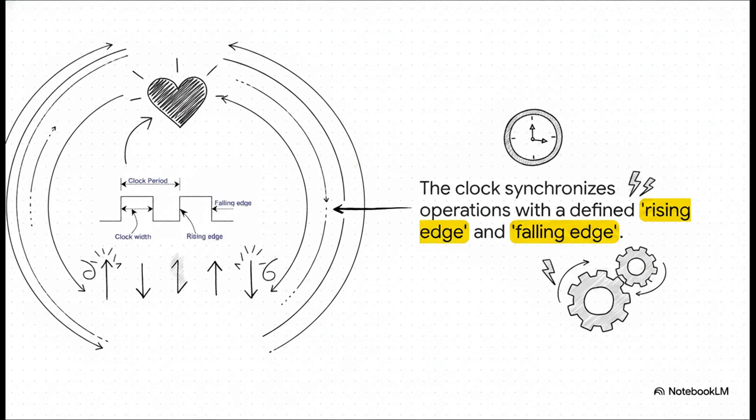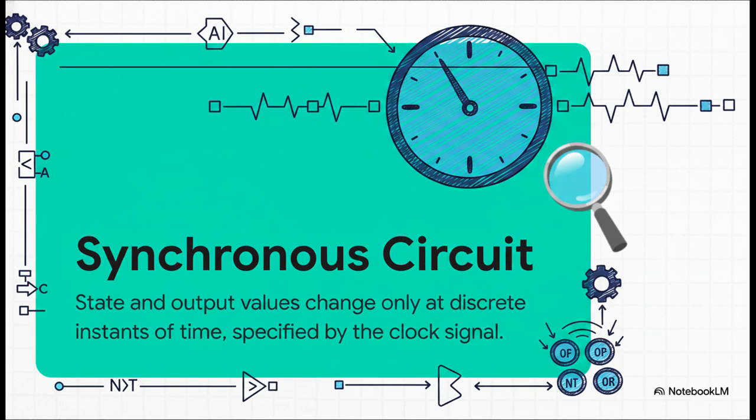This idea of a clock signal leads us straight to the most common type of sequential circuit you'll ever study, the synchronous sequential circuit. And the name really says it all. Everything happens in sync with the clock. All the memory elements, all across the entire circuit, change their state at the exact same instant, right when that clock trigger happens. It's this synchronous operation that keeps everything stable and predictable.